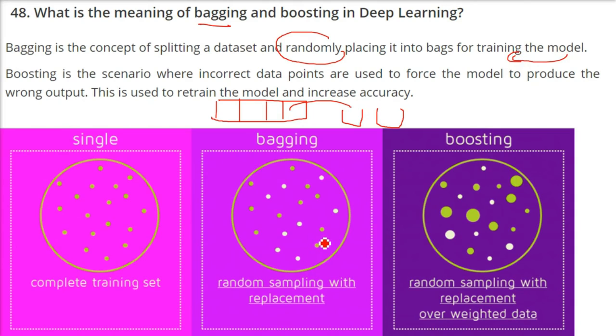When we are talking about boosting, this is the scenario where the incorrect data points are used to force the model to produce the wrong output. That is, the wrong data should produce wrong output. So when the wrong data is producing the wrong output, the good data will produce the good output. Okay. So this is used to retrain the model and increase accuracy. Incorrect data forced to produce wrong output. This is boosting, bagging and boosting.